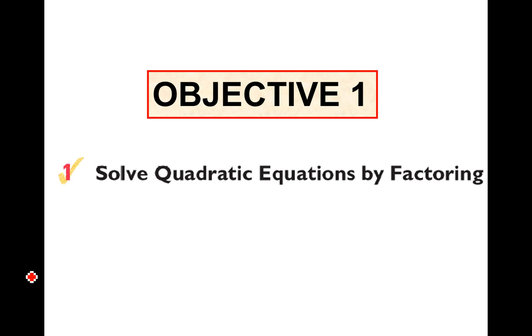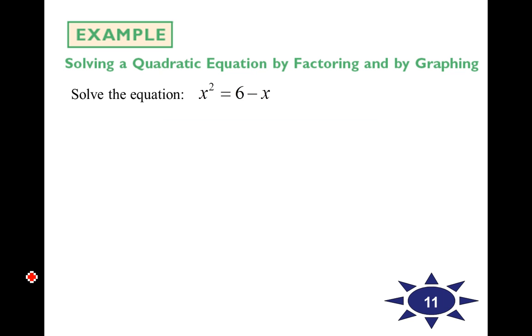Okay, so the first thing we're going to do is solve quadratic equations by factoring, and then we'll check how we check them by graphing. So x squared equals 6 minus x. We're going to bring this over, so it's x squared plus x minus 6 equals 0. And then let's go ahead and factor that like we know how to do. This is going to be an x plus 3, and this is going to be an x minus 2.